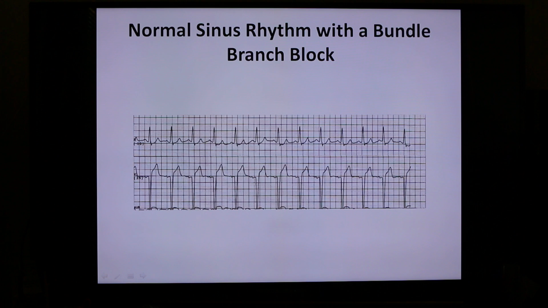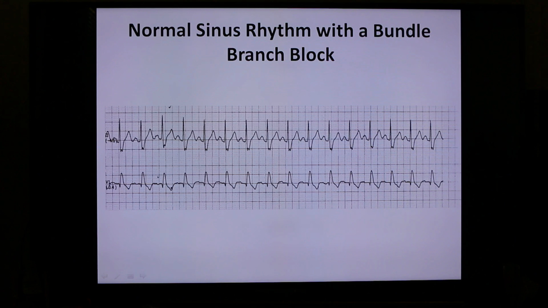So this is sinus rhythm with a bundle branch block. The sinus P wave is upright in lead 2, followed by a wide QRS of around 0.12 seconds with a QS pattern in V1, with a rate of about 75 beats per minute.